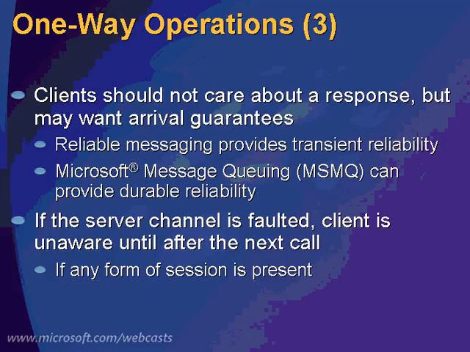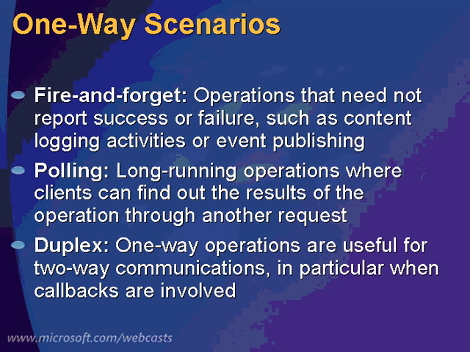Now, if the server channel is faulted, like I said, the client is completely unaware until the next call, and that next call has to be a non-one-way operation, something that reports a response that says there is a problem at the server. Otherwise we won't know. Now in terms of scenarios, where would I want to use one-way? Because obviously there are risks involved in terms of delivery. We want to make sure that it's a fire-and-forget type of operation where the client should not care: did it execute or did it not? So something like a logging activity that's nice to have, or maybe publishing events in a publish-subscribe scenario.